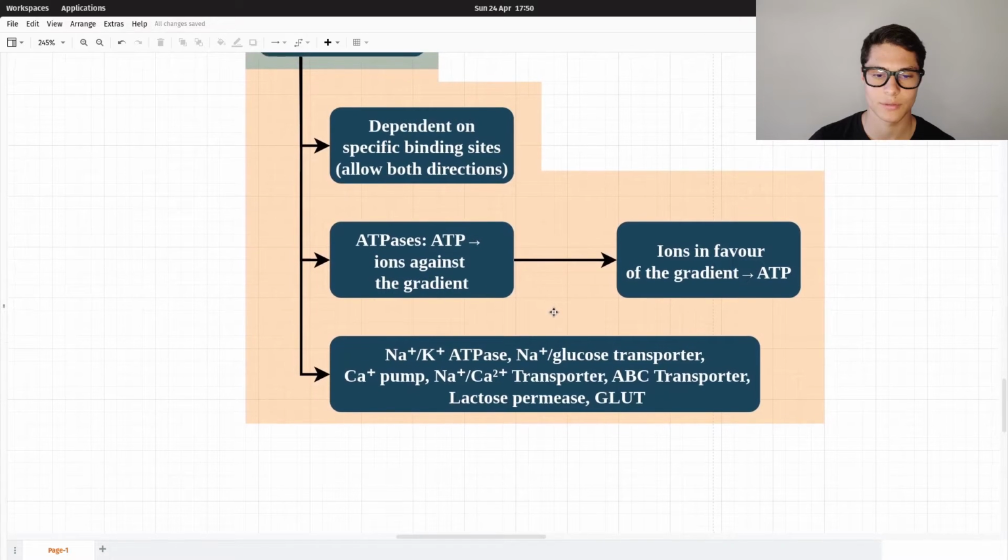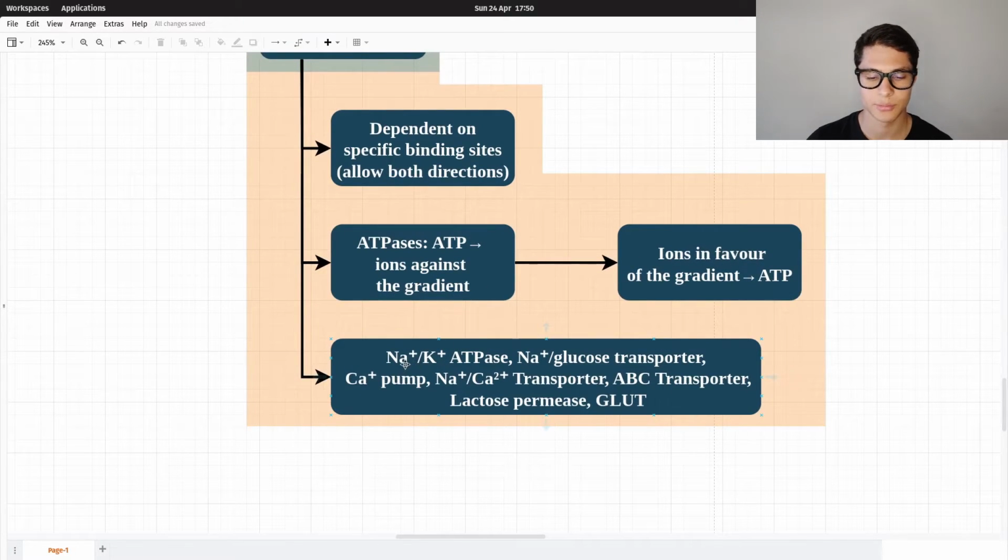And some examples of transporters are the sodium-potassium ATPase, this is very popular, the sodium-glucose transporter, the calcium pump, the sodium-calcium transporter, the ABC transporter, lactose permease, and GLUT. GLUT is glucose transporters. If you remember from the video of glycolysis, we said that GLUT2 is in charge of getting glucose inside the liver, and GLUT4 is insulin dependent and gets glucose inside the muscles, for example.